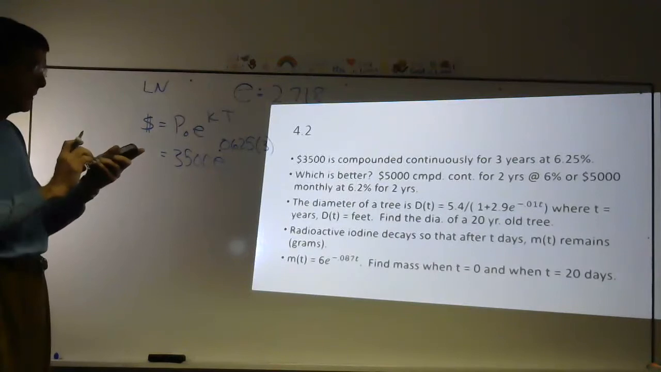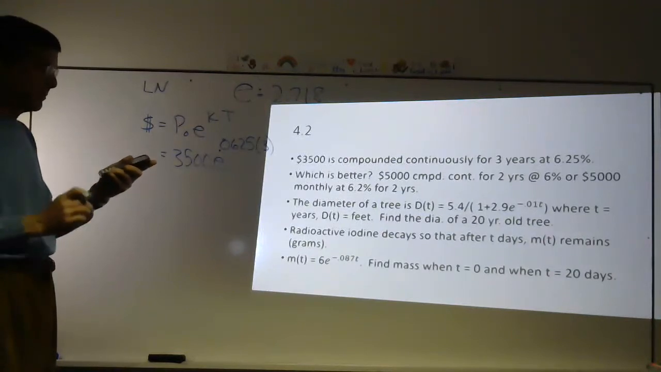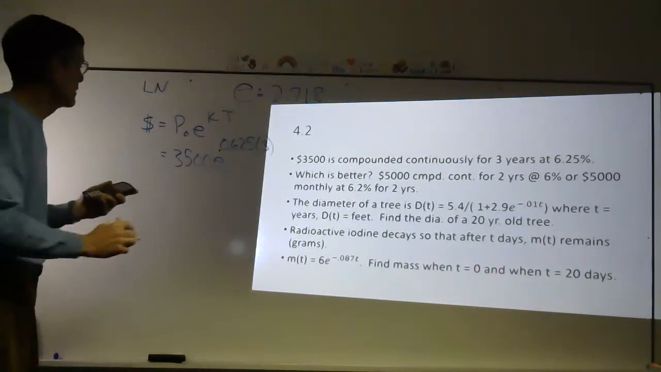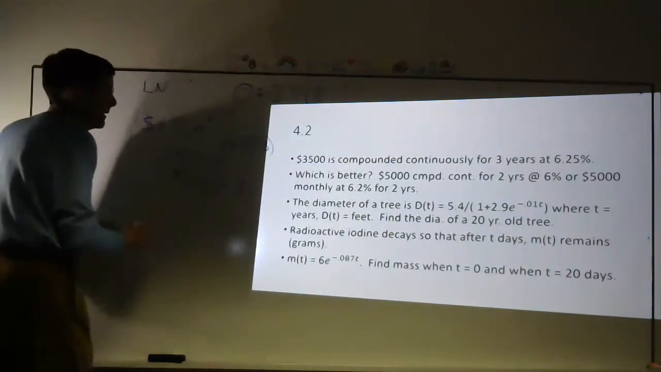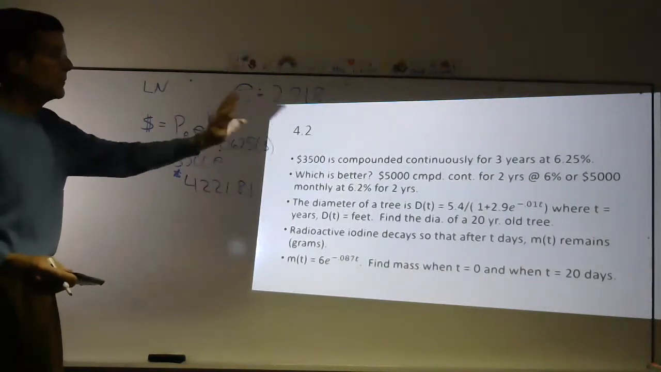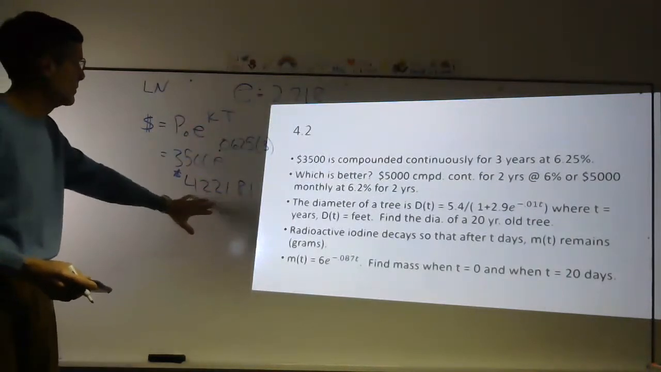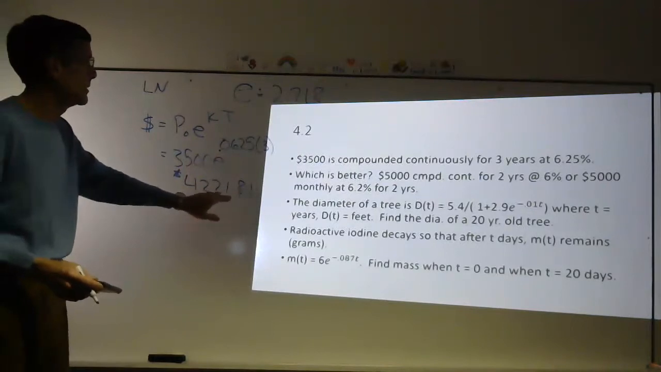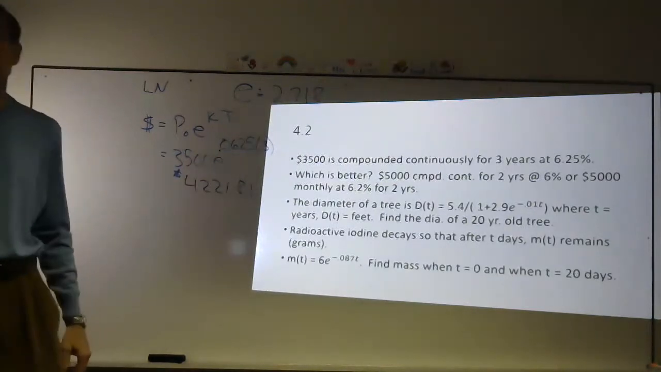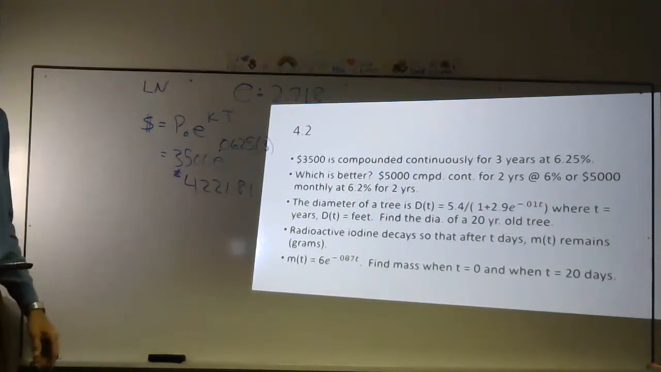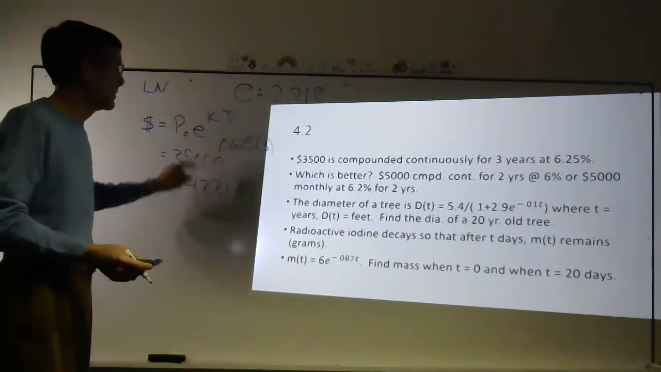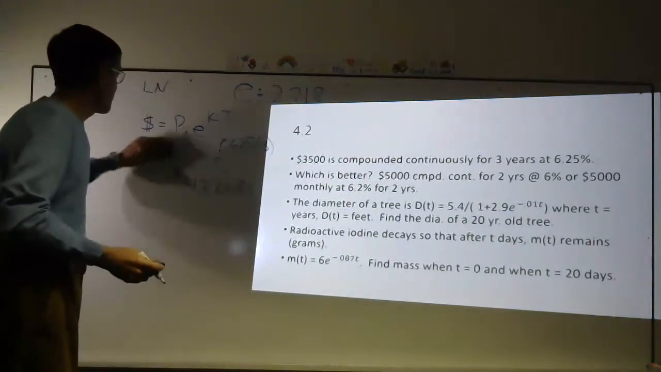Okay, and then inside those parentheses, I put 0.0625 times 3. Close the parentheses, and I get 4,221.81. If you invest $3,500 for 3 years at 6.25%, it'll grow to $4,221.81. Look how easy that is, okay? Incredibly easy, compounding continuously. All right, you've got to know which formula to use. All right, next one.